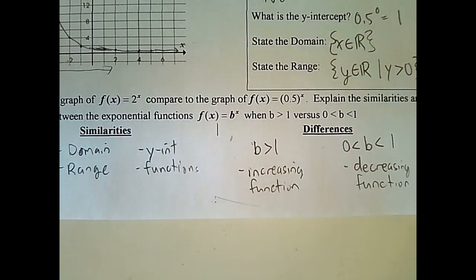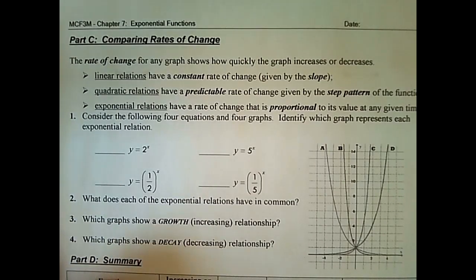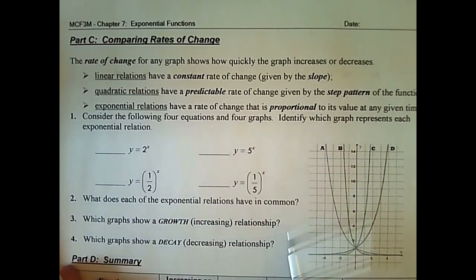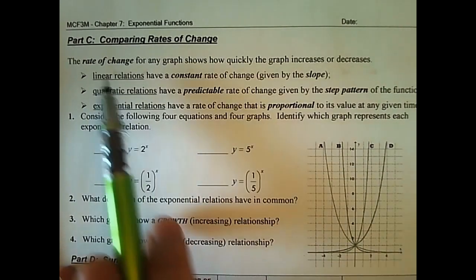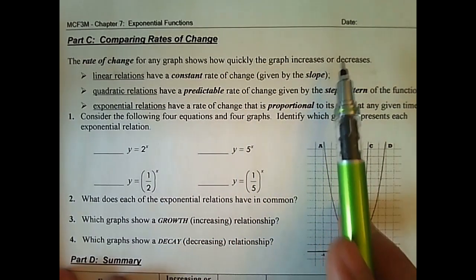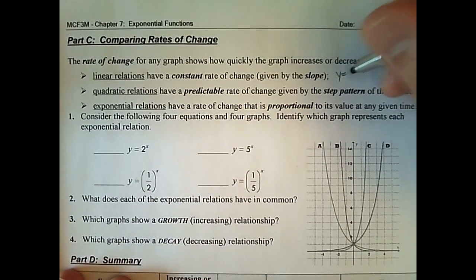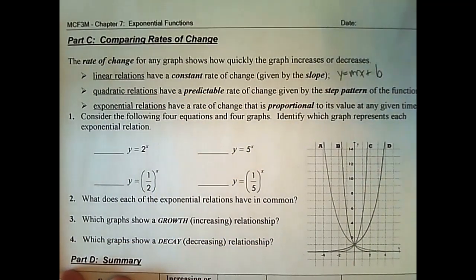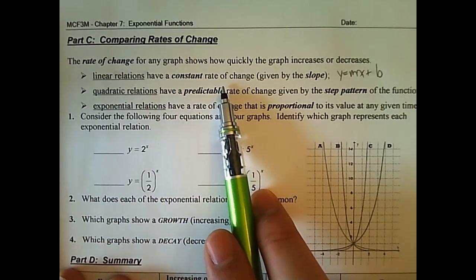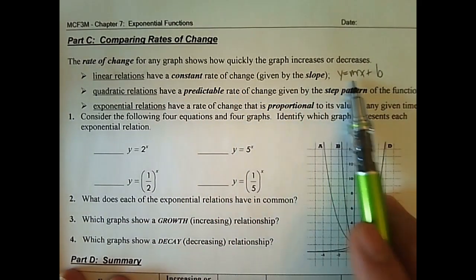Alright, so to apply everything we've put together, we have this final page, just a quick summary. We're going to look at rate of change and apply what we've seen to the scenario. The rate of change for any graph shows how quickly the graph increases or decreases. And we've been doing rate of change stuff for quite a while. For linear relations, like y equals mx plus b, we did things like first differences. We saw that they have a constant rate of change. Those first differences were the same, and that was actually the slope, which was m.